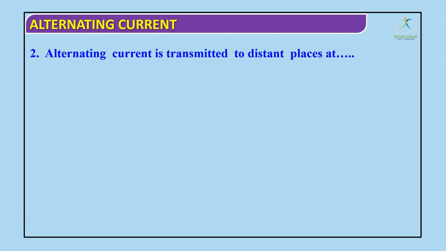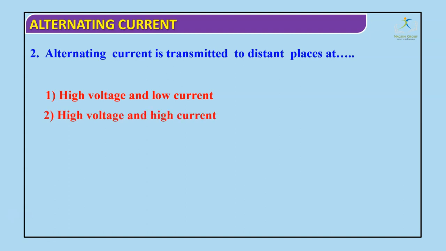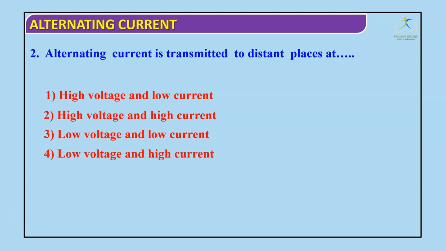Second question we have: alternating current is transmitted to distant places at high voltage and low current, high voltage and high current, low voltage and low current, or low voltage and high current. The correct answer for this question is high voltage and low current. Alternating current is transmitted to distant places at high voltage and low current.